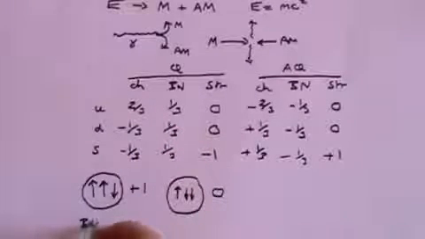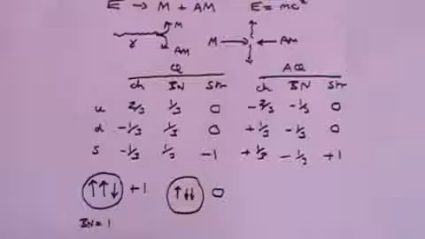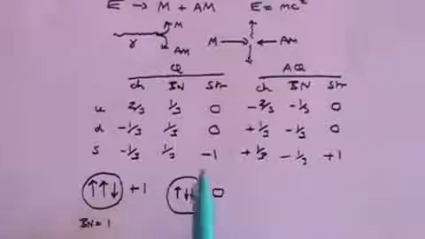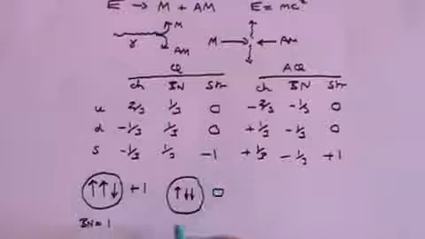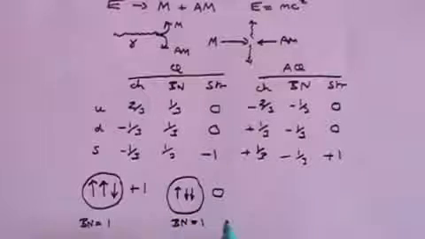The baryon number equals 1 for a proton. What about a neutron? Well, a neutron is one up quark, two down quarks, one of those plus two of those, 1/3 plus 2/3 is 1. So the baryon number for a neutron is also 1.